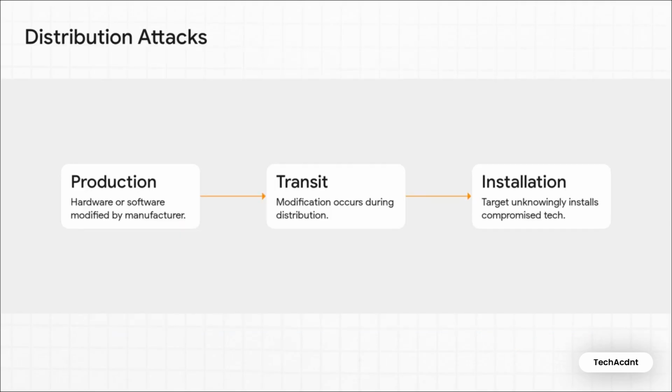Now, take that physical element and scale it up, and you get a distribution attack. This is basically a supply chain compromise, and it is terrifyingly simple. Step 1, hardware or software gets modified with a secret backdoor right at the manufacturer. Step 2, it gets tampered with while it's in transit on a delivery truck. Step 3, you, the target, unbox it and unknowingly plug that compromised tech straight into your highly secure network. The attackers were inside your system before you even took the shrink wrap off.